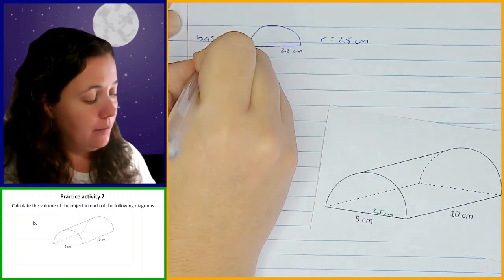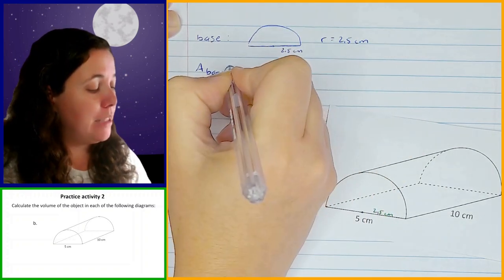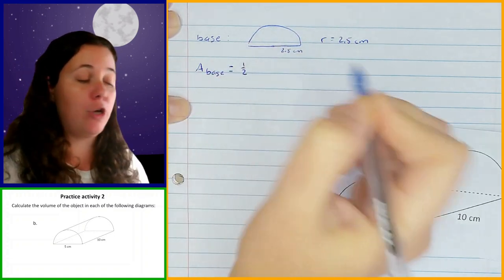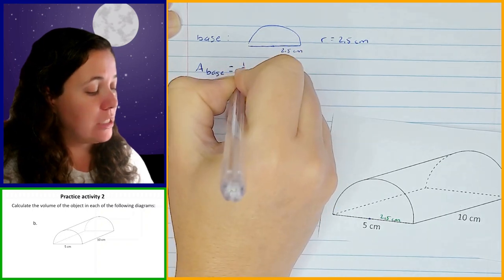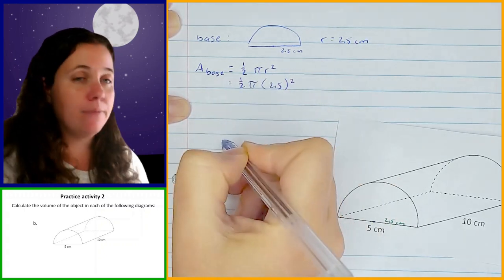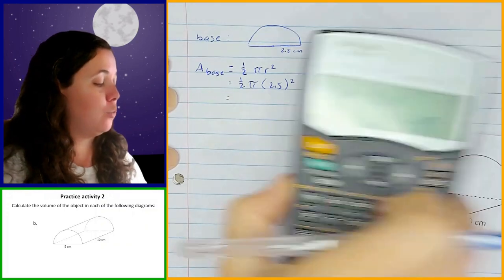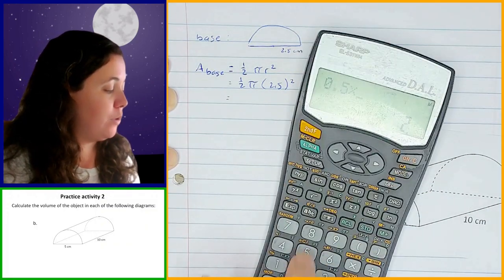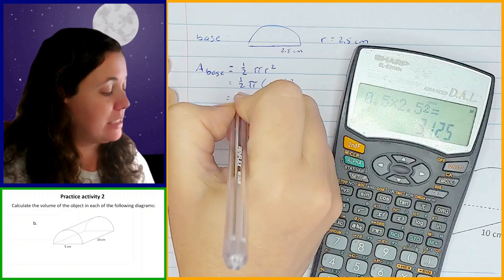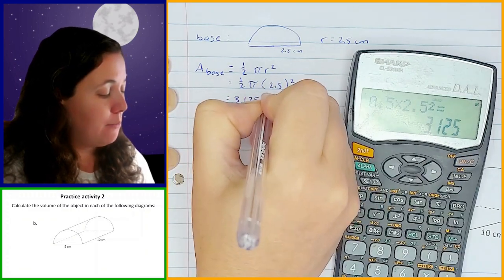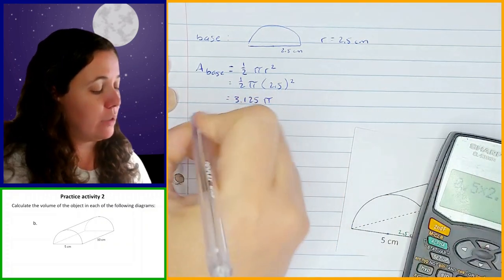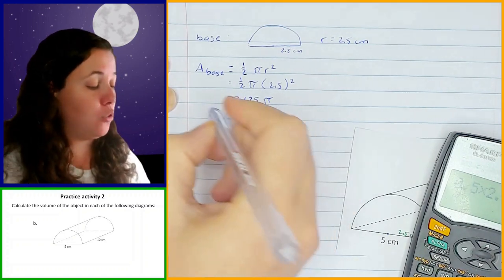So to work out the area of the base, remember the area of the base, if the base is a half circle, it's going to be the area of a half circle. So half of the area of a circle, which is pi r squared. So that's half pi times the radius, which was 2.5 squared, okay? So now I can work that out. I've got half times 2.5 squared. I'm not going to multiply by pi at this point. I'm going to keep it in terms of pi. So I can say 3.125 pi, or I can keep it like that if I want and just put that into my next formula. Okay, so now that is the area of the base, without rounding it off.